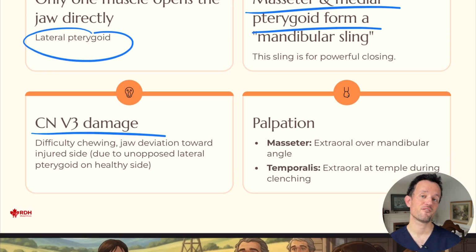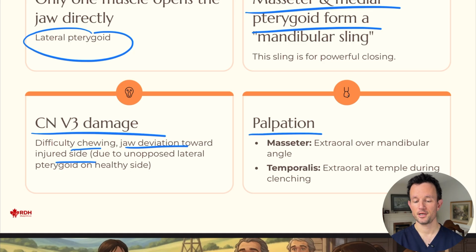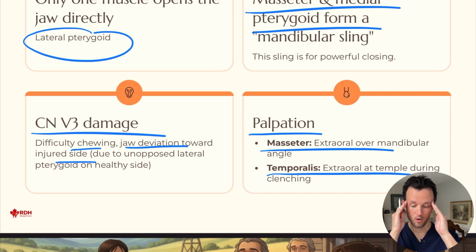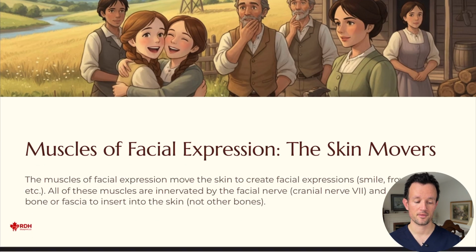If you have cranial nerve 5, division 3 damage, you're going to have difficulty chewing, and jaw deviation toward the injured side, because it's not really pulling. And for palpation, the masseter is on top of the mandible, on the outside. And the temporalis is extraoral on the temple during clenching. You can feel those. You can't feel the medial or lateral pterygoid muscles. You can't palpate them.